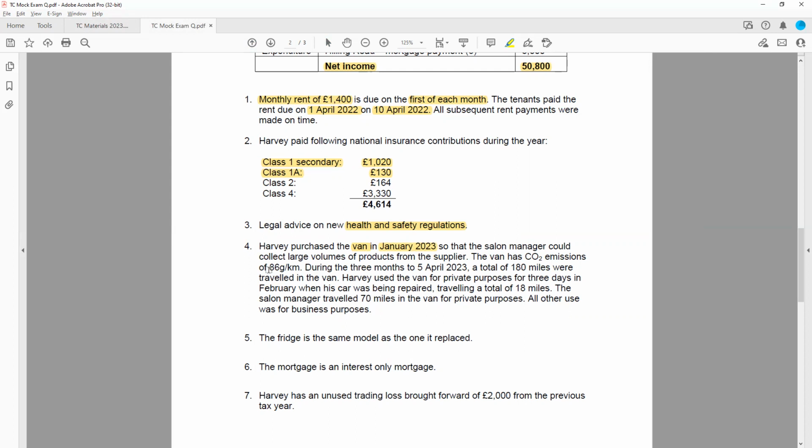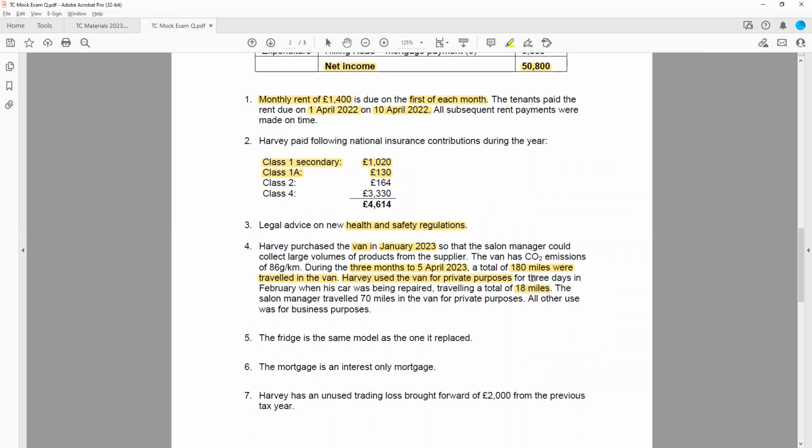So where we're going to focus more on the CO2 emissions. They often include this to sometimes throw us off a bit, or make sure you know the difference between vans and cars, the tax treatment of them. During the 3 months to the end of the tax year, a total of 180 miles were travelled in the van. Harvey used the van for a private purpose for 3 days in February when his car was being repaired, traveling a total of 18 miles.